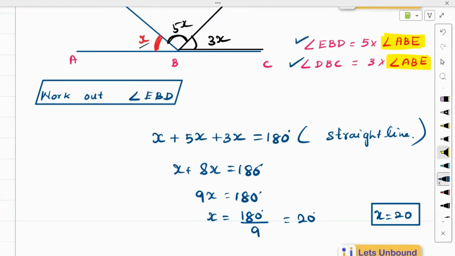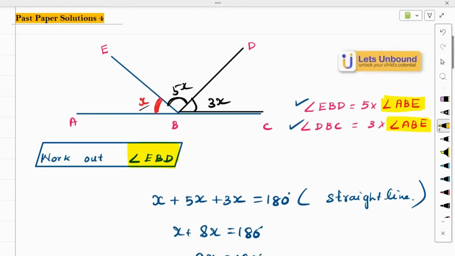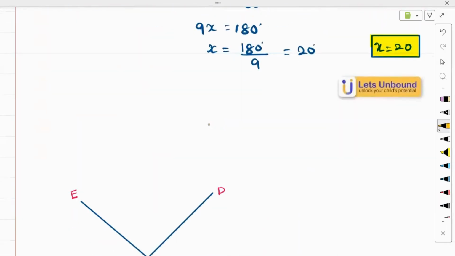The common mistake we make is that we stop whenever we get a value. But actually, x is an unknown, and this is not the final answer. We have to work out EBD, right? So EBD is not just x. EBD is 5 times x. So this is what we are looking for. So we have to complete it.